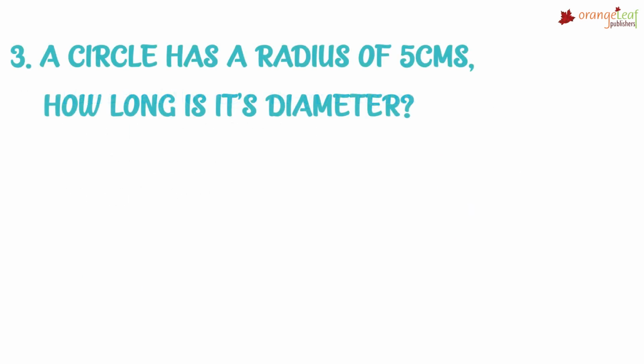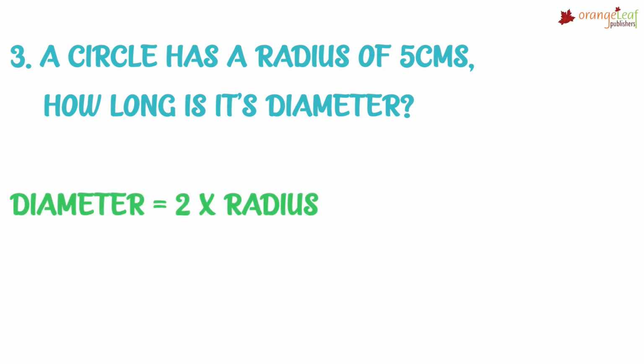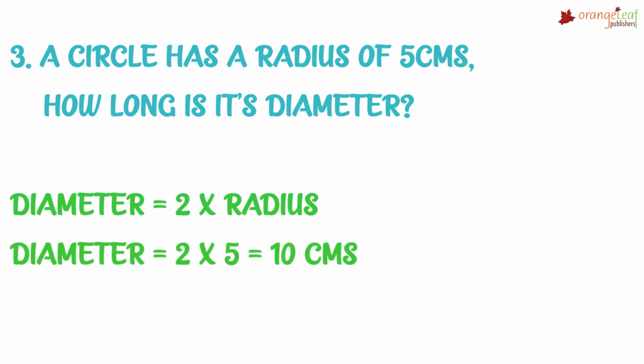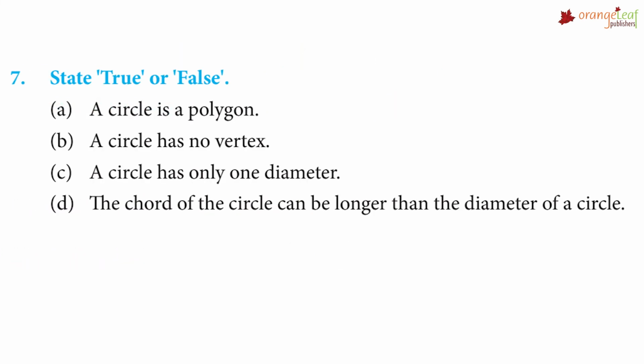A circle has a radius of 5 cm. How long is the diameter? We know that the formula of a diameter is 2 times its radius. So here the answer is 2 into 5, which is 10 centimeters. True or false? A circle is a polygon. False. A circle has no straight lines. Therefore, it is not a polygon.